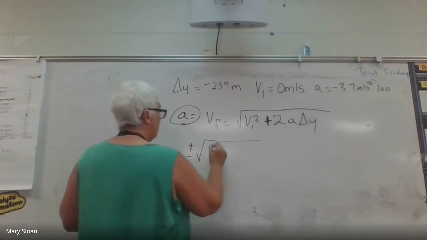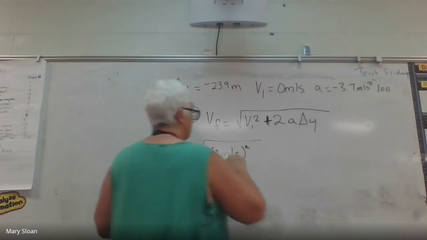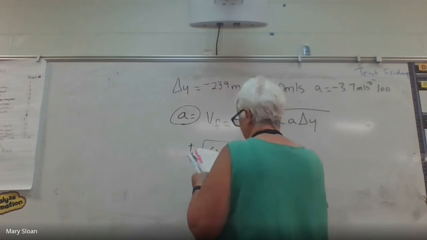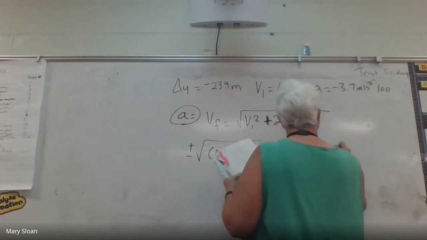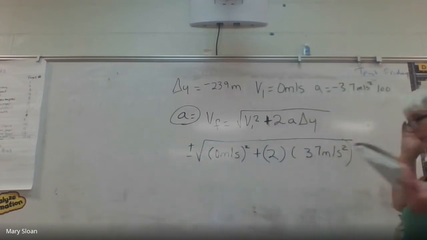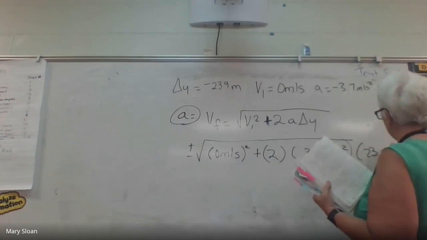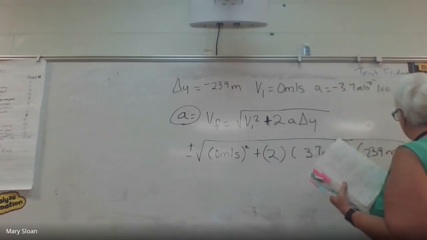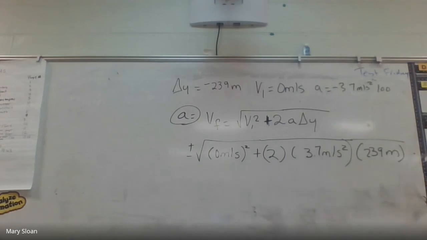Okay. So we have 0 meters per second squared plus 2 times negative 3.7 meters per second. I'm not going to put the negative here because if I put it in my calculator, it's going to give me an error. And then 239 meters. Go ahead and put that in your calculator and write down what you have for your answer. Okay. Fantastic.